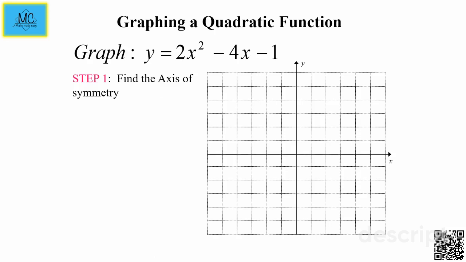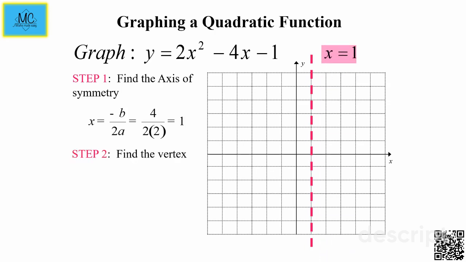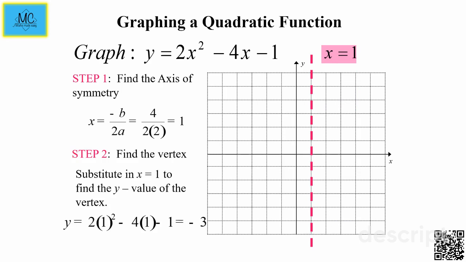y is equal to 2x squared minus 4x minus 1 is given to us. So first I'm going to find the axis of symmetry, which is 1. So it means x is equal to 1. Now, what I'm going to do here is find the vertex. For that, I will start substituting the values in the equation. And then the equation will give me minus 3, which means my vertex is (1, minus 3). This is how I'll find my value.